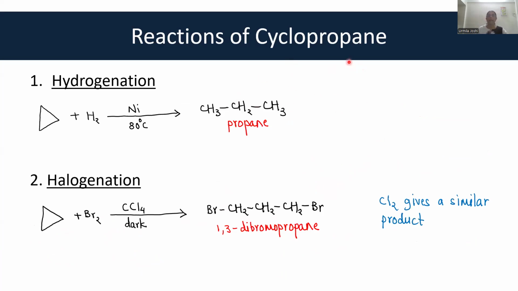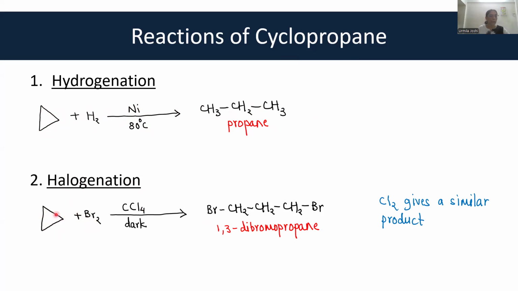Now coming to the reactions of cyclopropane. As I mentioned earlier in part 1, cyclopropane is a very strained ring. And because it is a strained ring, this ring opens up very easily. When it is treated with hydrogen in presence of nickel at 80 degrees Celsius, this ring opens up very easily to form propane.